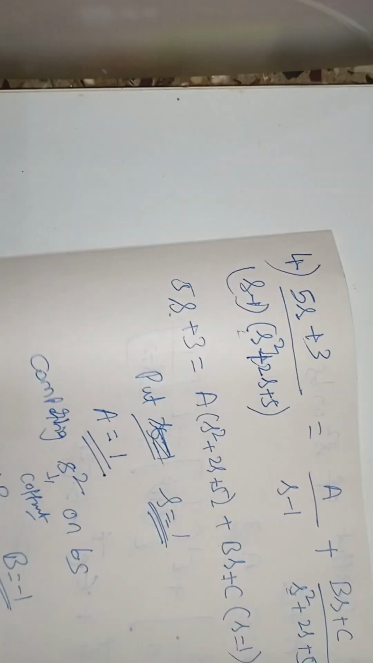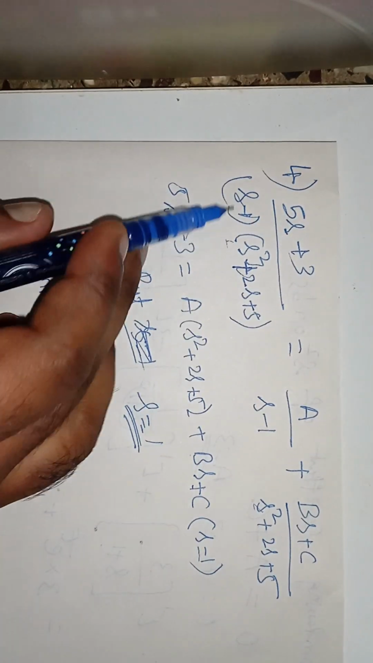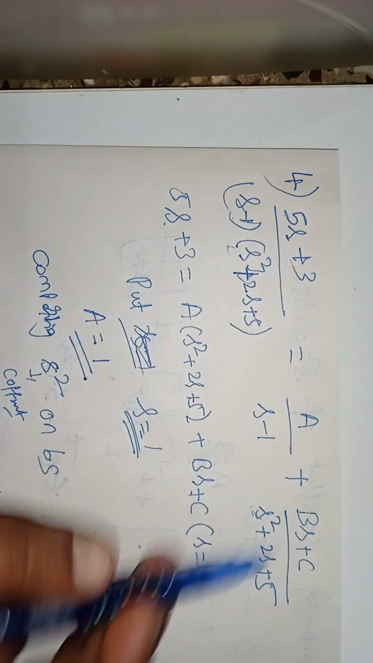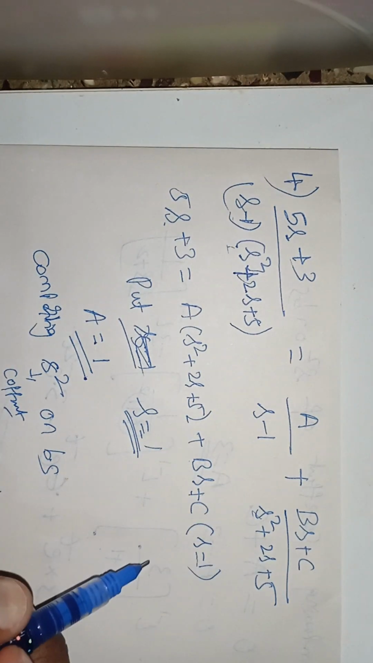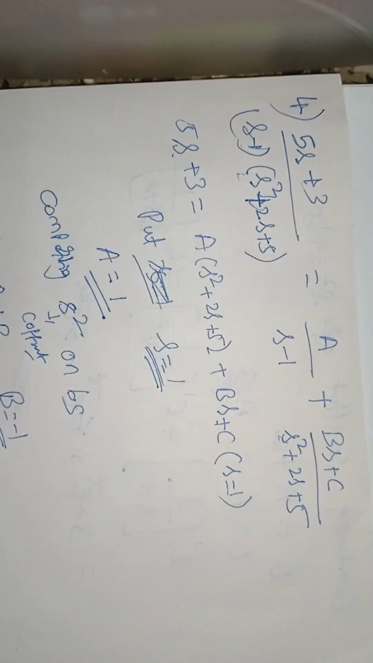So basically, when the denominator is of this type, you should take terms like this as a partial fraction and you have to do the further steps.